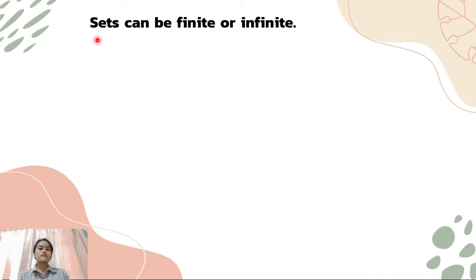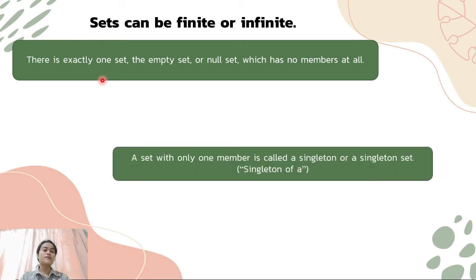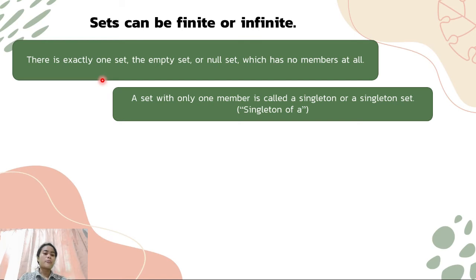A set can be finite or infinite. There is exactly one set, the empty set or null set, which has no members at all. A set with only one member is called a singleton or a singleton set.